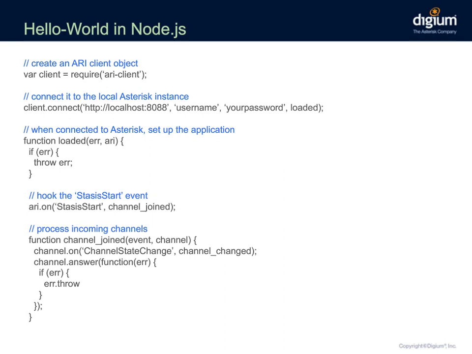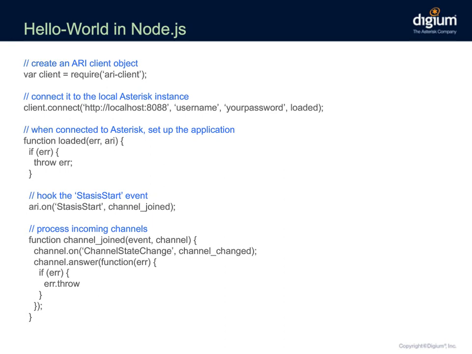So the channel state change event, and that happens. We do that so that we know when the channel goes from ringing to up, so we're ready to actually play back to it. Again, we're sort of setting up a series of triggers, as you saw in the last set of slides. We're just doing it programmatically rather than manually.